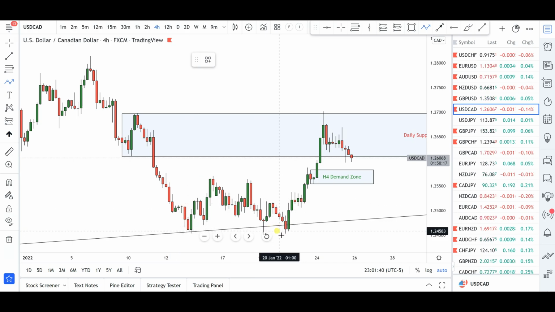Second attack, we did not break that level, and from there they were now forming higher highs and higher lows in the markets, taking out levels of structure in our charts and creating demand zones in the process.